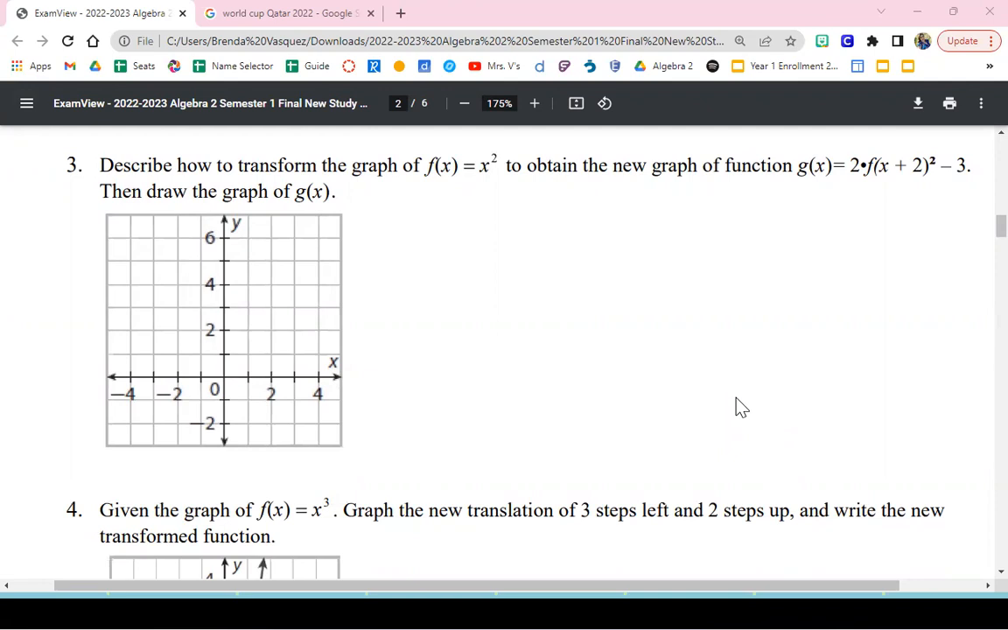All right, so number 3, describe how to transform the graph of f of x equals x squared to obtain the graph of the function g of x equals 2 times f of x plus 2 squared minus 3. Then draw your beautiful g of x. So yesterday we went over the combinations of all of our graphs together. Can we identify the parameters here?